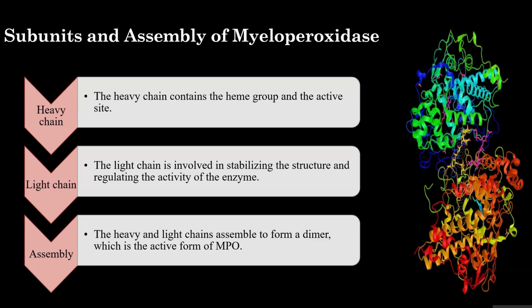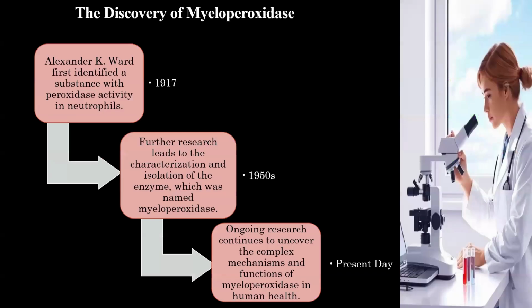Let's see the subunit and assembly of myeloperoxidase. The heavy chain of myeloperoxidase contains the heme group and the active site. The light chain is involved in stabilizing the structure and regulating the activity of the enzyme. The heavy and light chains assemble to form a dimer, and the dimer is the active form of myeloperoxidase.